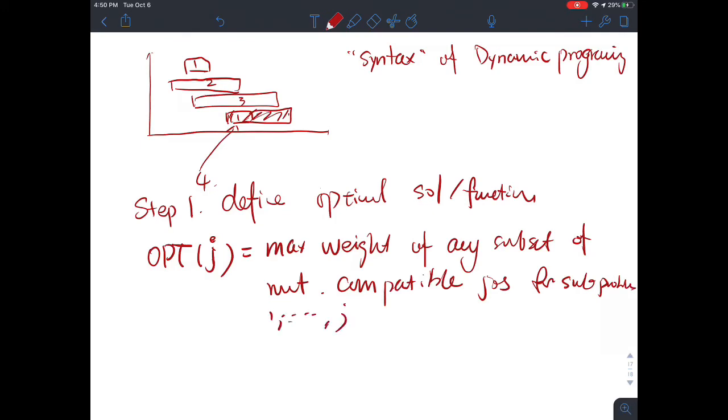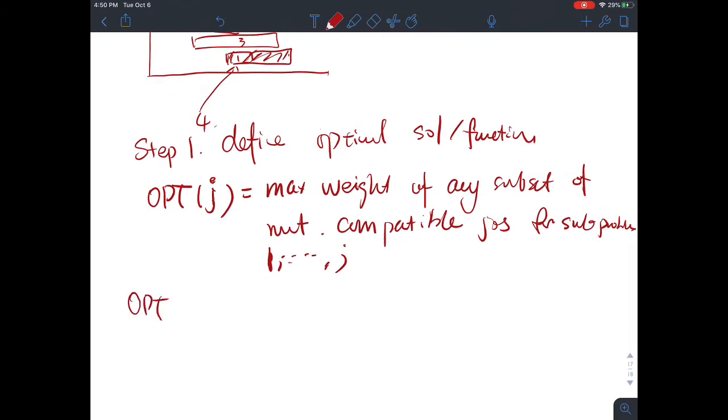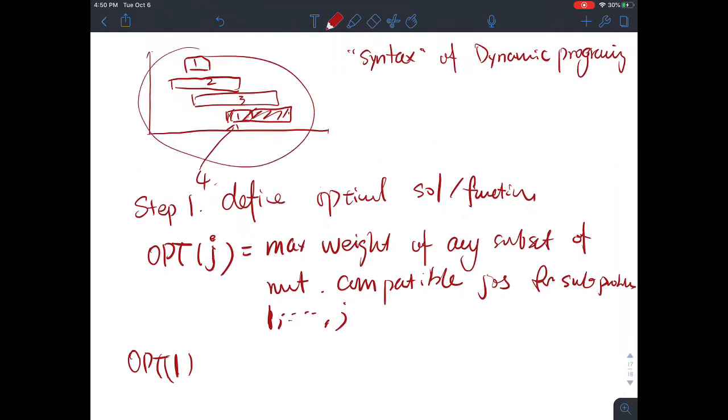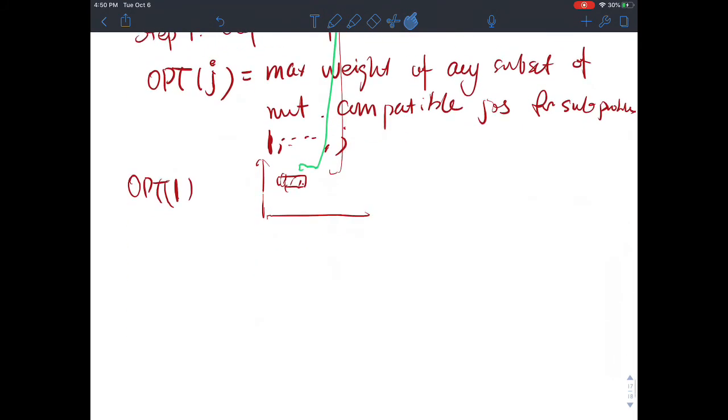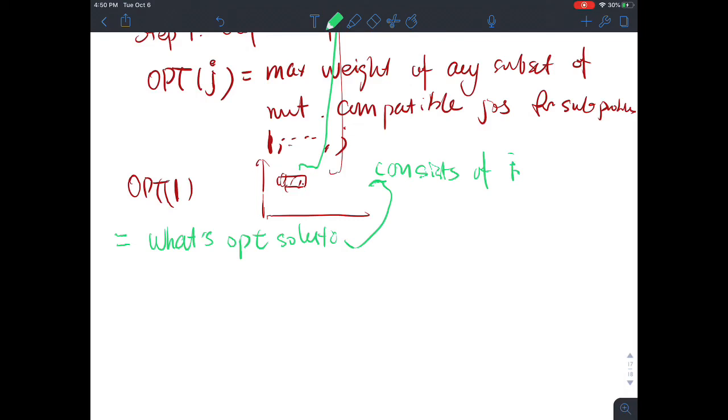The language is a bit convoluted. It's really just that if I have OPT(1), that means I want to solve this problem with only instance 1, so there's only one job, the first job. The question is: what's the optimum solution for the problem that consists of only job 1? This is quite obvious. I don't even need to look into the reward you are paying me. If there's only one job, I just pick it up and take whatever cash I have.